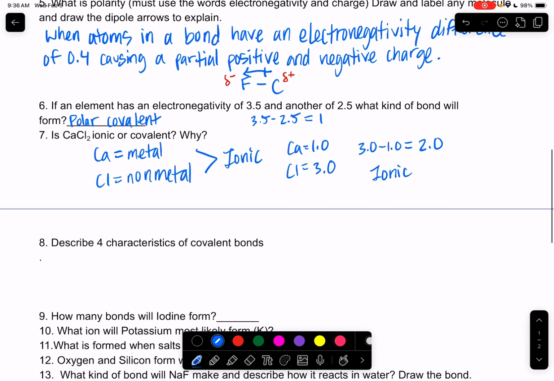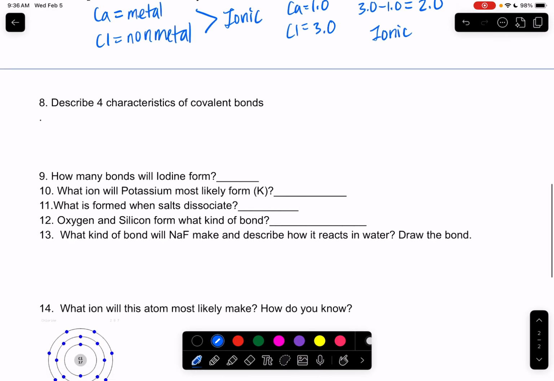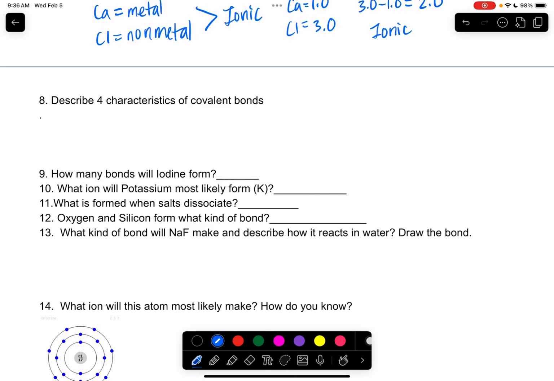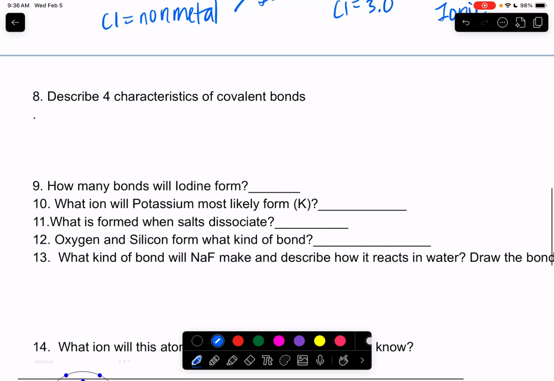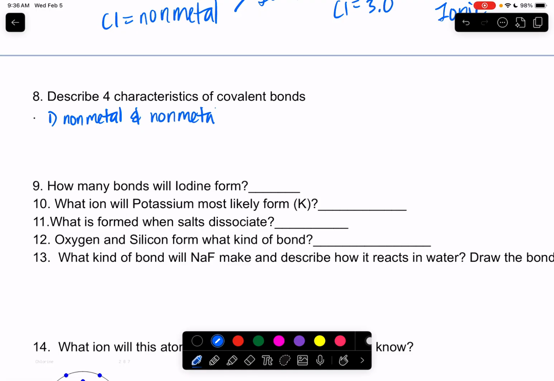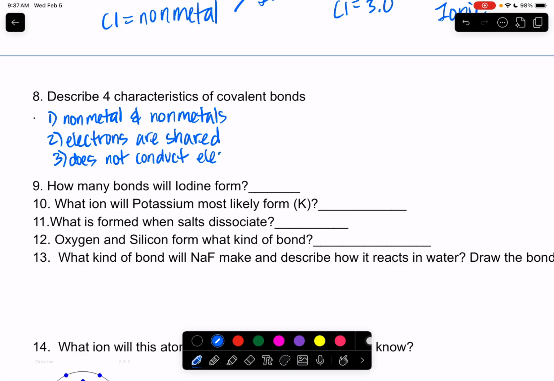Okay. Next one, describe 4 characteristics of covalent bonds. Alright, so covalent bonds, we have non-metal and a non-metal. So only non-metals. The electrons are being shared, so they're not being transferred. Electrons are shared so that they have a full valence shell. That's their goal. And they do not conduct electricity.